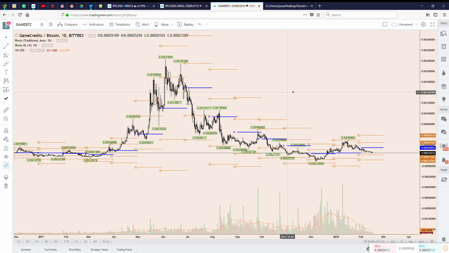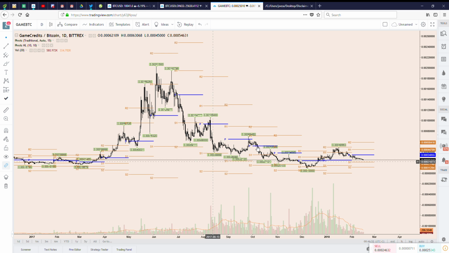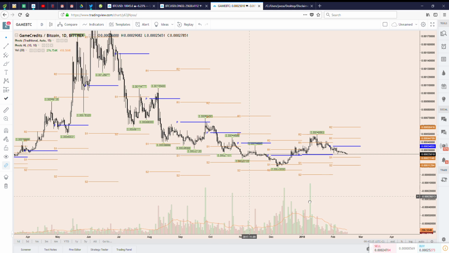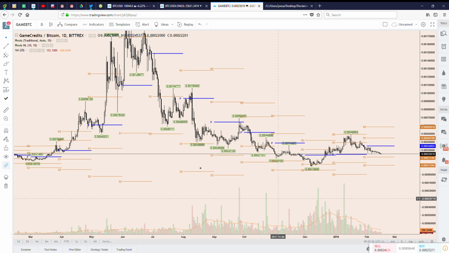Now, a lot of you guys are asking what R and S and P stand for. So S is support, right? And obviously S1 is the first level of support, and S2 is the second level of support. R1 is the first level of resistance. R2 is the second level of resistance. And then the pivots are marked with a P, and I like changing them into a different color, so you guys can differentiate between them.